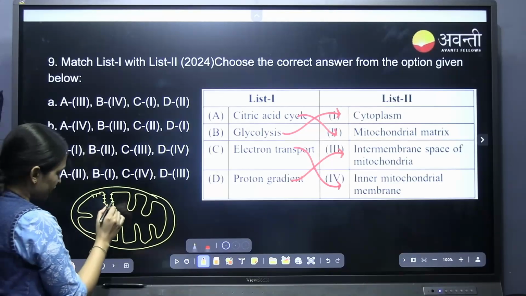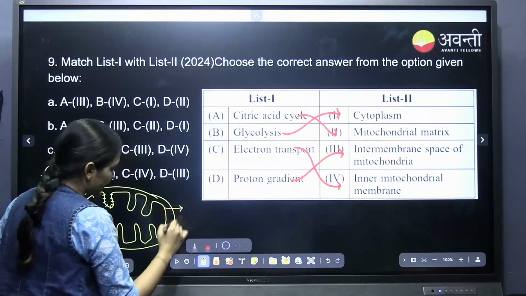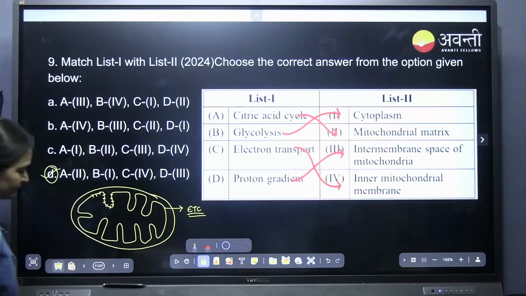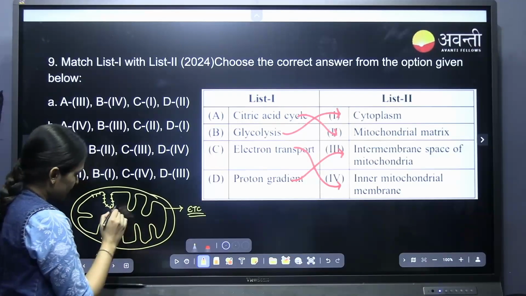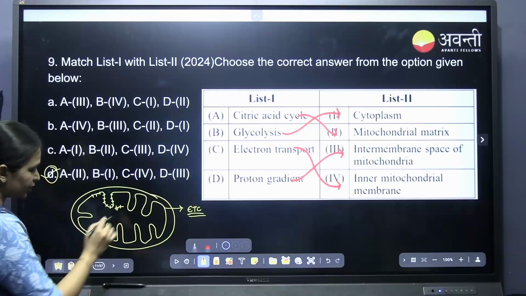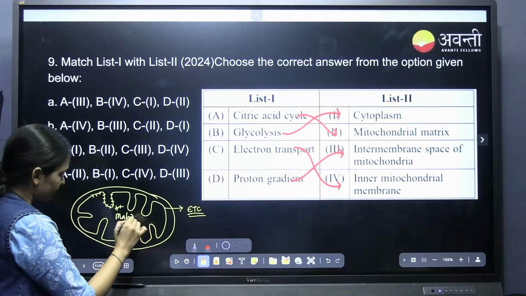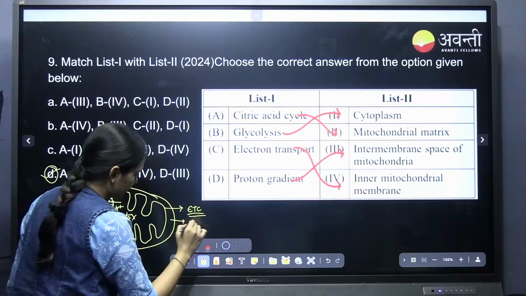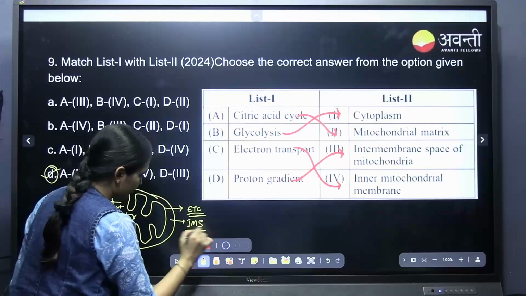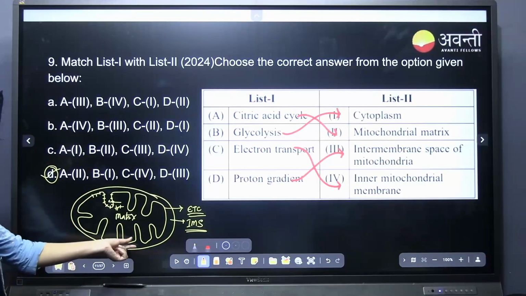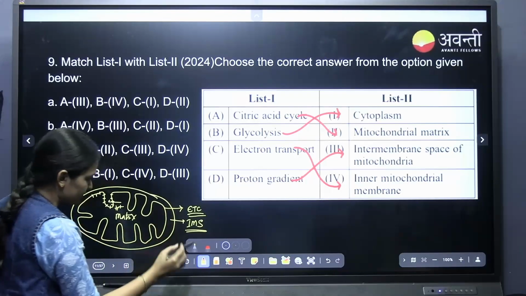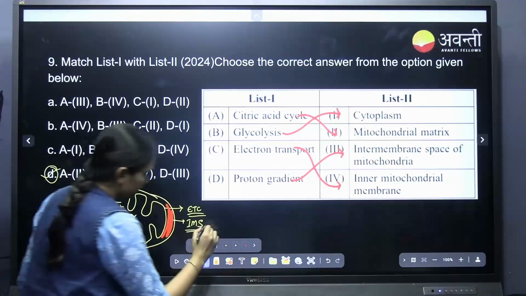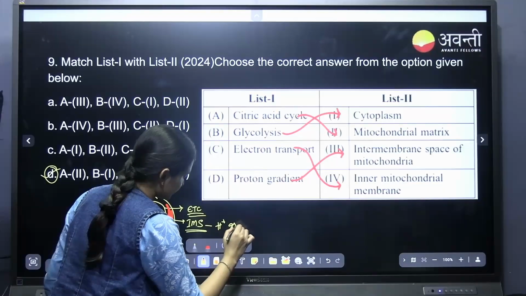So in inner mitochondrial membrane, what happens? Electron transport chain, or ETC or ETS, happens. When this is happening, the H plus, which is in the matrix, will be pumped out to the intermembrane space, here in between this space, where the proton gradient will be formed.